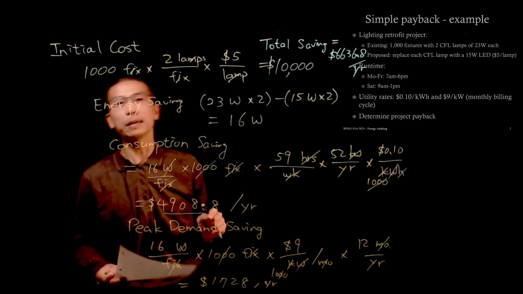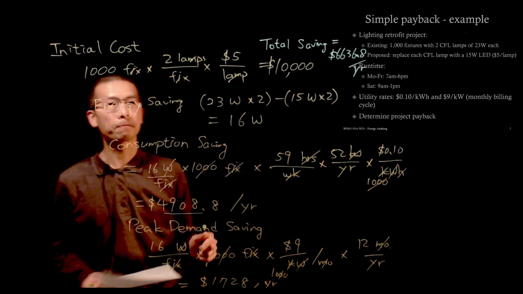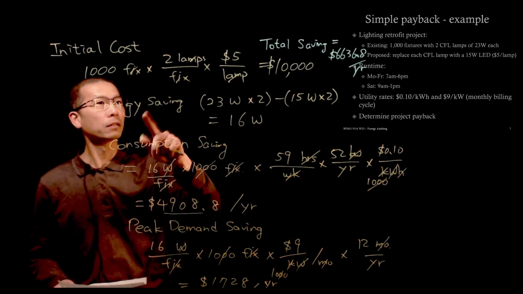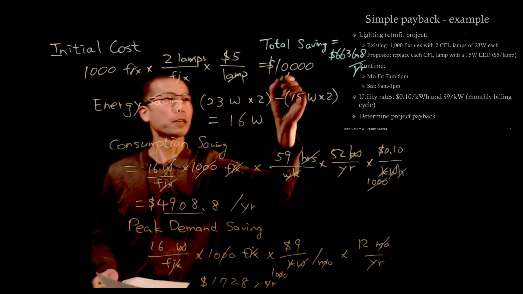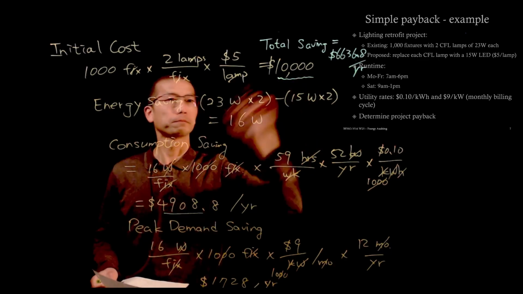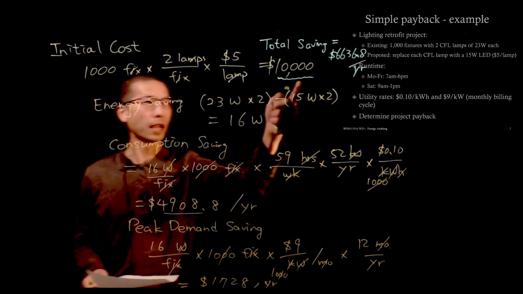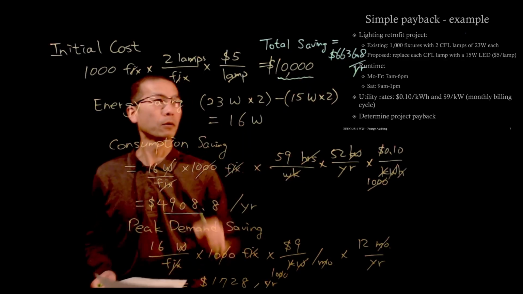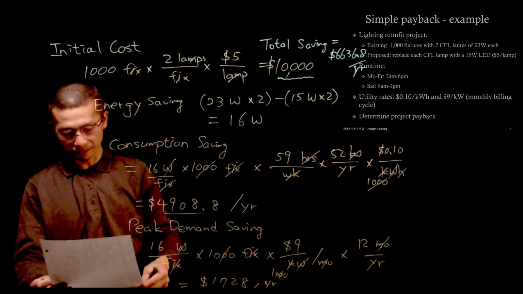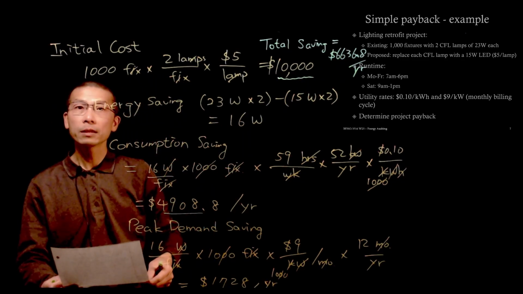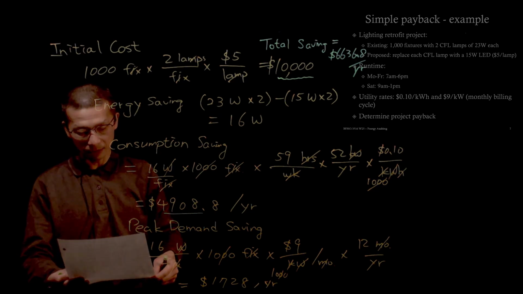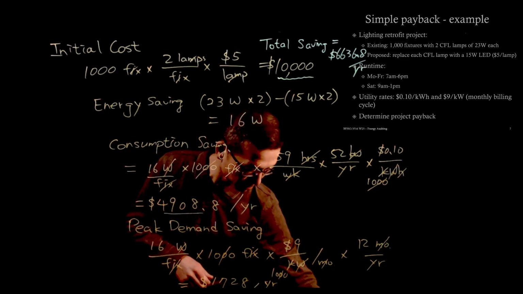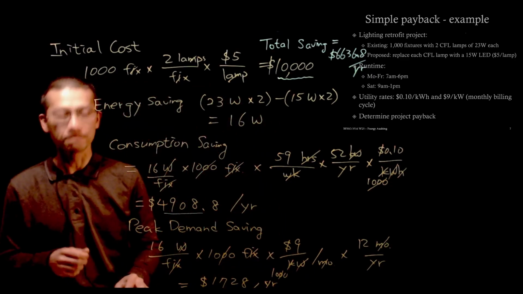So what would be the payback? Well, the initial cost is right here, $10,000. So 10,000 divided by that number should give you around 1.5. So less than 2 years, right? We get the money back. You can tell me about it when we meet.